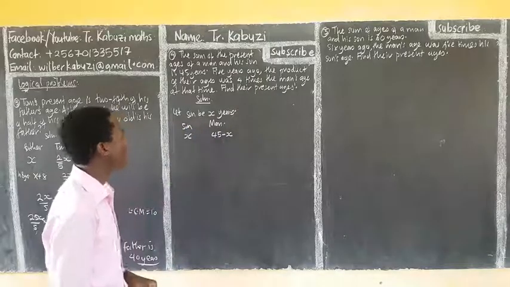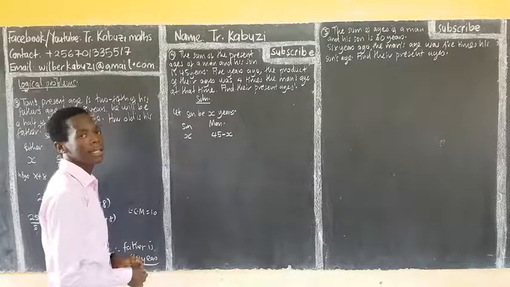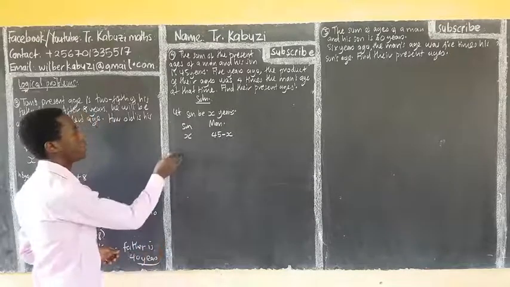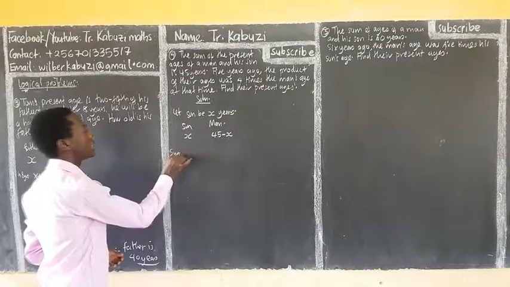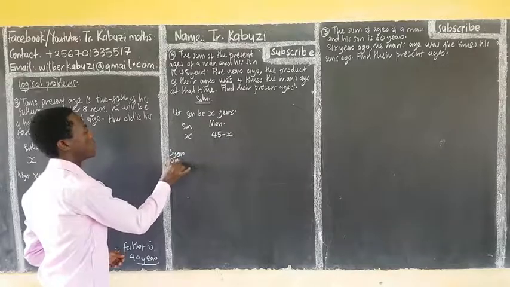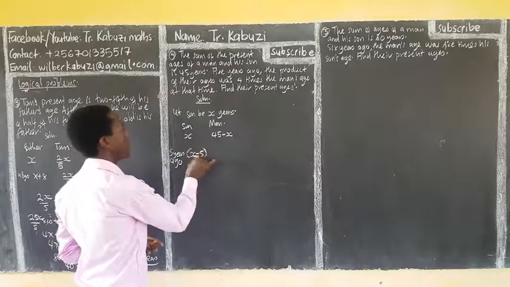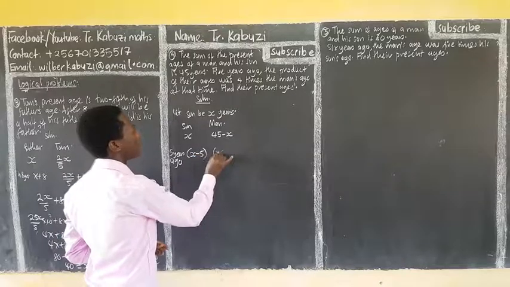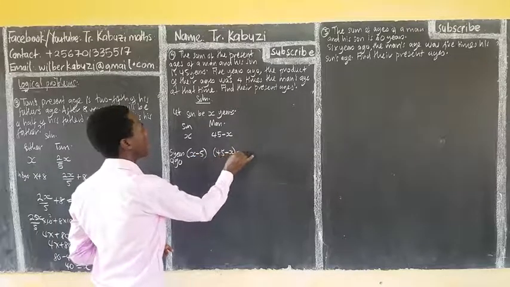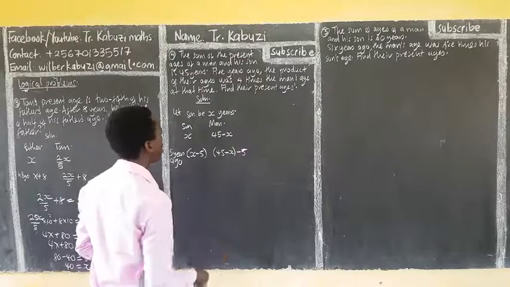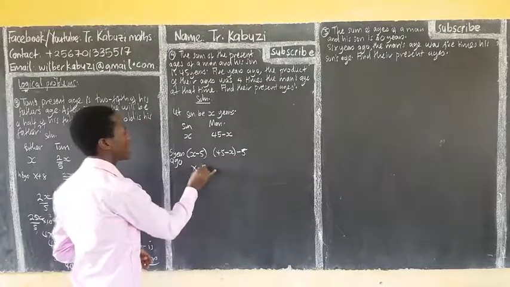5 years ago, it means we are subtracting 5. So 5 years ago, you subtract here 5, x minus 5. You also subtract 5 years on 45 minus x. So this man will now be x minus 5.